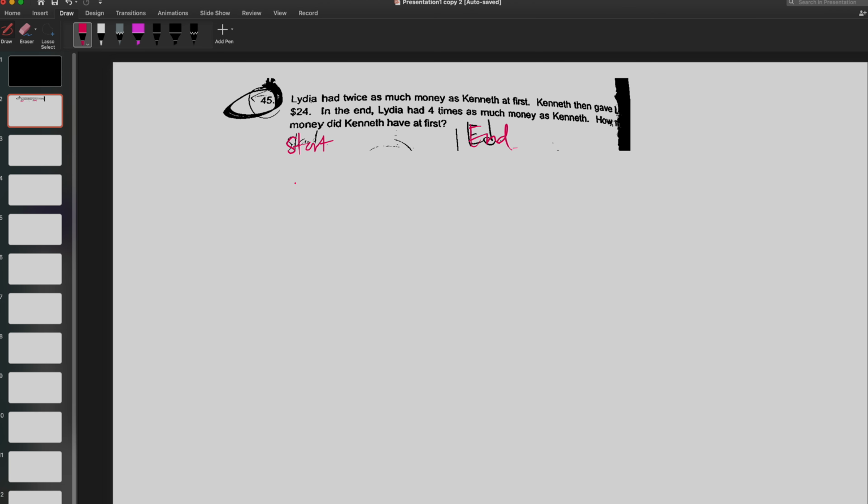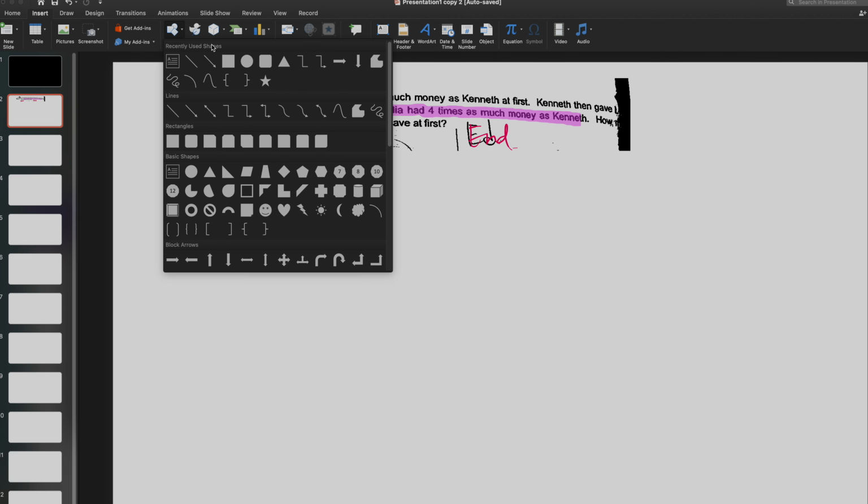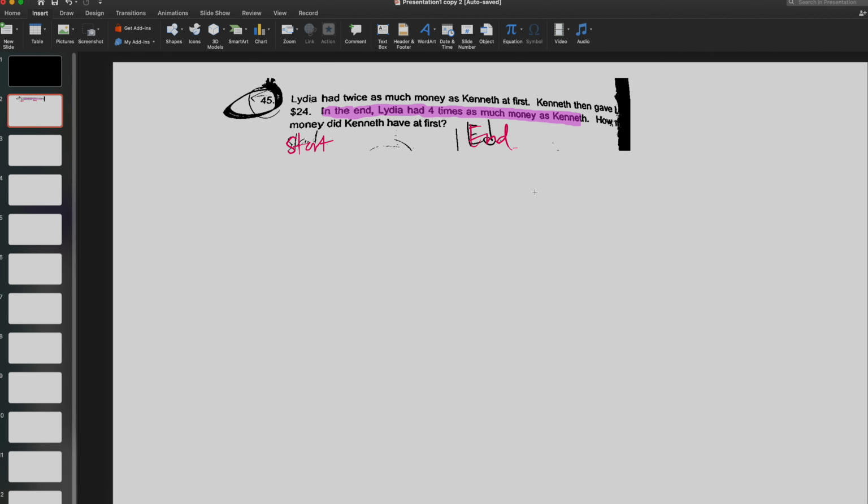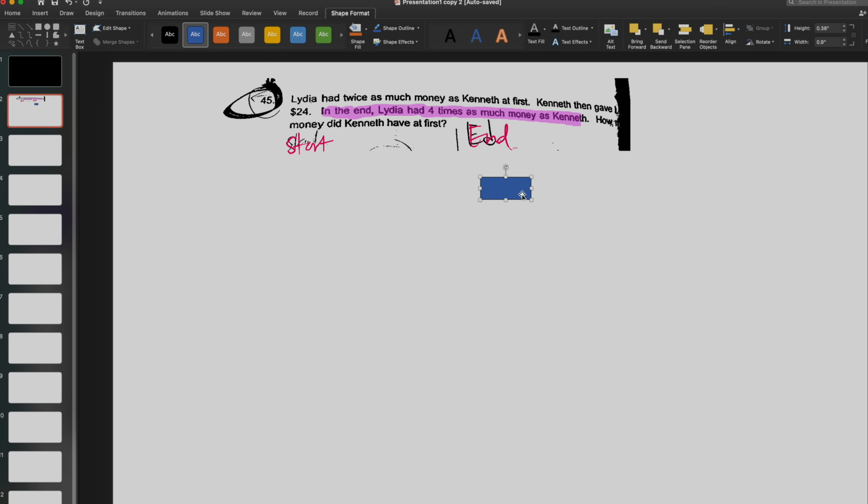All right. So for start and end questions, the most important thing is you need to know how to draw the diagram at the end, and then you need to know how to draw the diagram at the start. Okay, so let's look at how we can approach the question from the end. The question says in the end, Lydia had 4 times as much money as Kenneth. So if you were to draw the model for the end, Lydia will be 4 times Kenneth.